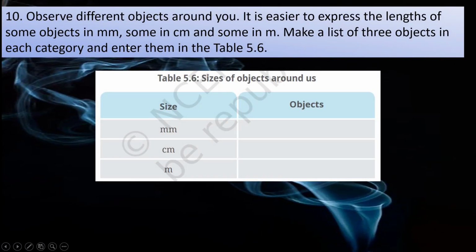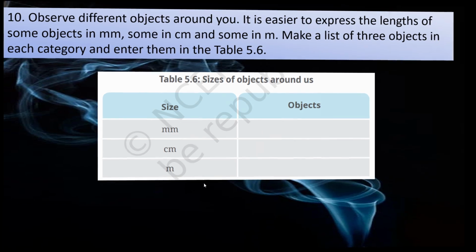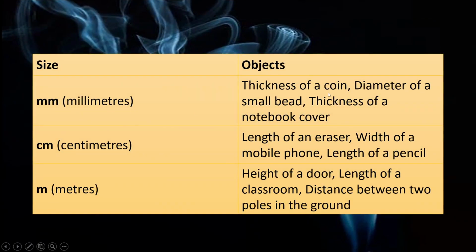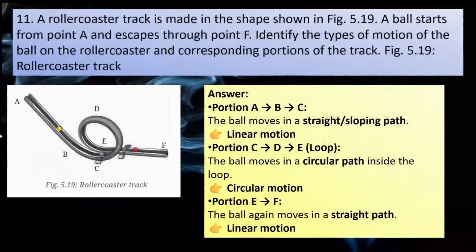10th question. Observe the different objects around you. It is easier to express the length of some objects in millimeter, some in centimeter and some in meter. Make a list of 3 objects in each category. Enter them in the table for millimeter, centimeter and meter. For millimeter: thickness of a coin, diameter of a small bead, thickness of a notebook cover. Centimeter: length of an eraser, width of a mobile phone, length of a pencil. Then meters: the height of a door, length of a classroom, distance between two poles in the ground.